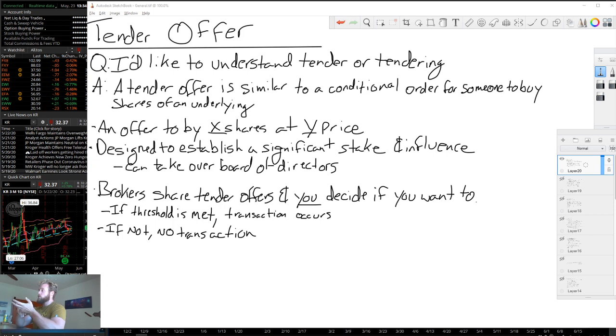It's essentially a way for certain companies to try to solicit people to sell their shares so that a firm or whoever is looking to buy all the shares can take a large stake in a certain company, and more often than not, to gain influence or control over the decision making.